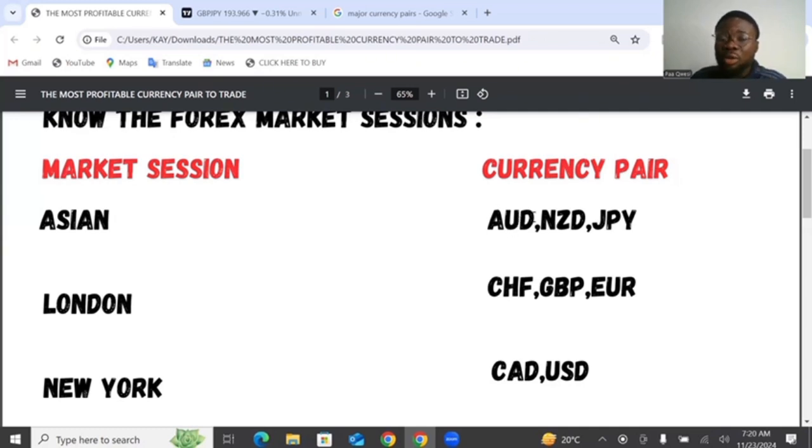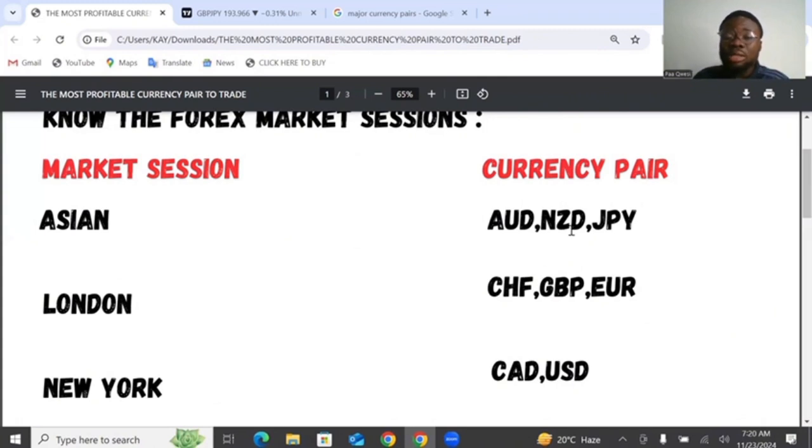So we have the Australian dollar, which is open. You select one currency pair that is open during the Asian session, and you pair it with a currency that is not open during the Asian session, which you have CHF, GBP, or euro. Or you can choose the Australian dollar and pair it with the Canadian dollar or the United States dollar. I hope you get me. So this is how you are going to be selecting.